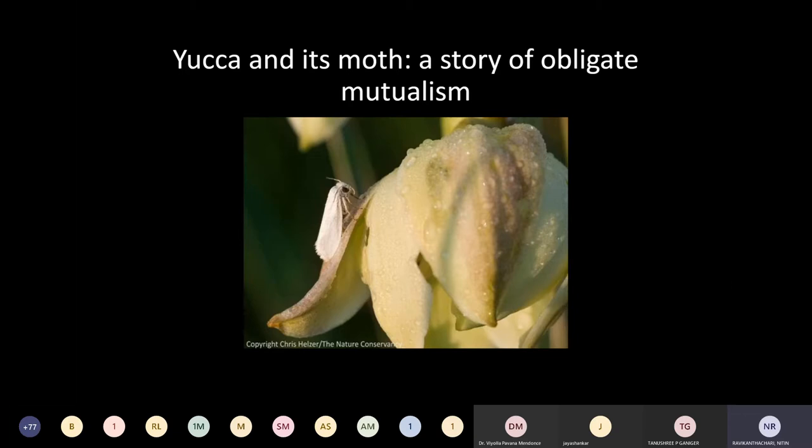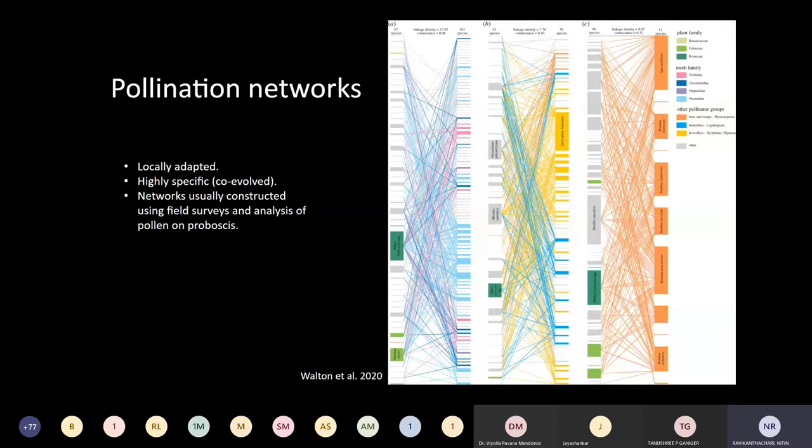When you have pollination occurring between moths and plants, you have co-evolution happening. So the moths evolve specific characters to be able to feed on those specific flowers, and the flowers have specific adaptations to help the moths feed better. And the way we study these interactions is through pollination networks.